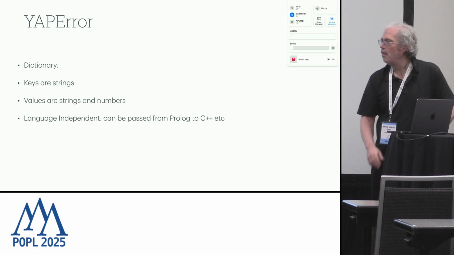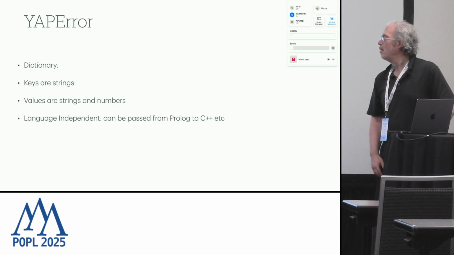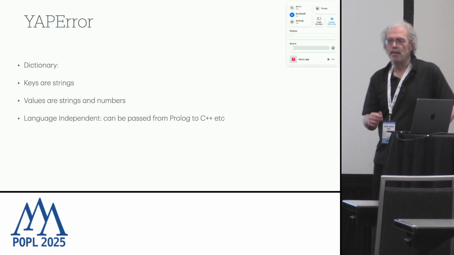So the way you do it is essentially by just having a simple dictionary where the keys are always strings, and values are strings and numbers. We can have temporary values like terms, but they're not allowed between the languages. You can also copy a term, but you have to convert it into a string first. That's a simple idea.